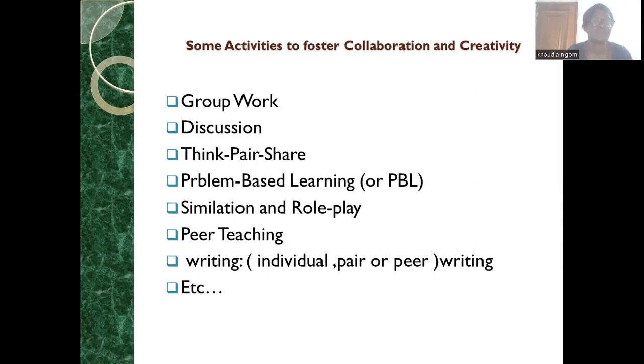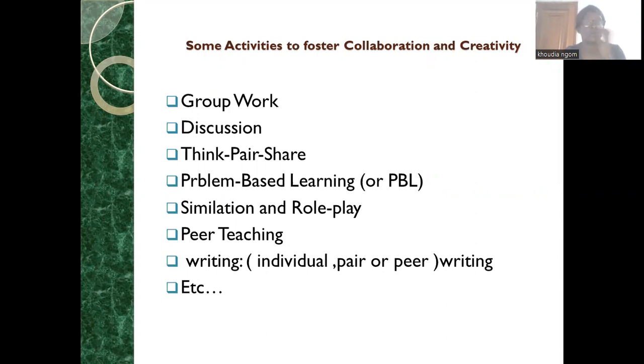We can also put students into a situation of think, pair, and share. First of all, you put the students in individual work. They work individually. They share their work in pairs, and then they share it in the whole classroom. This is what we call think, pair, and share.